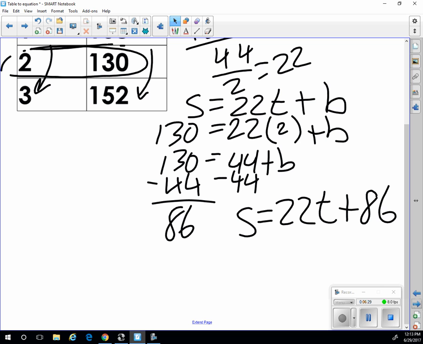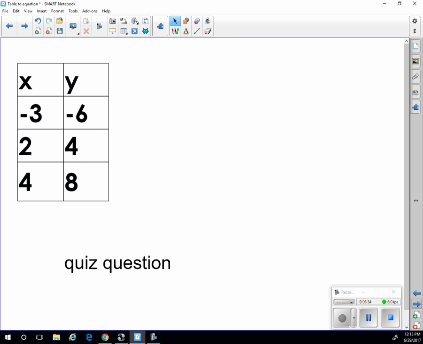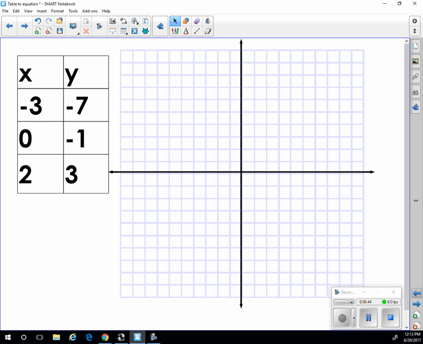Let's look at another one here. One of the points is 0. One of the values for x is 0, so that tells us the y-intercept is going to be -1. And from there we go over 2, up 3. So there's our line. Does that match with the -3?